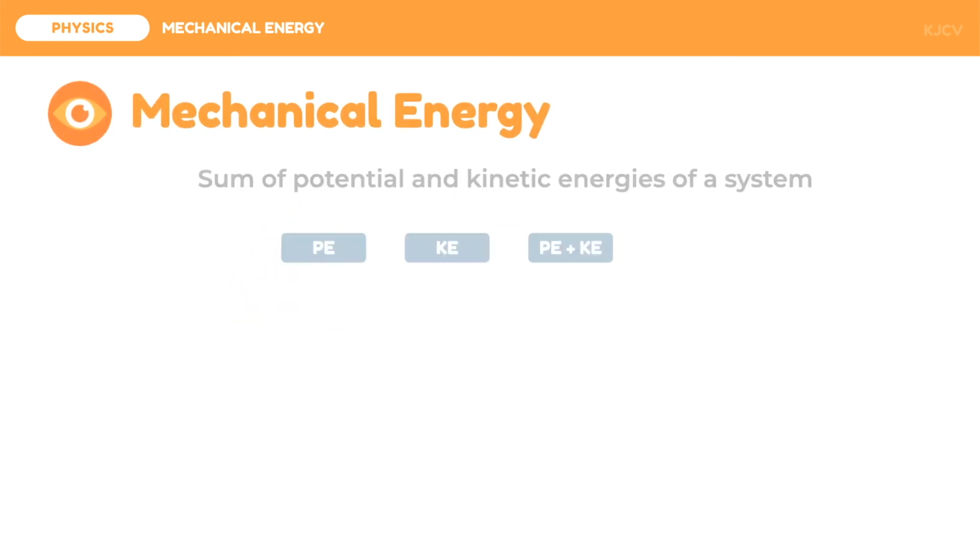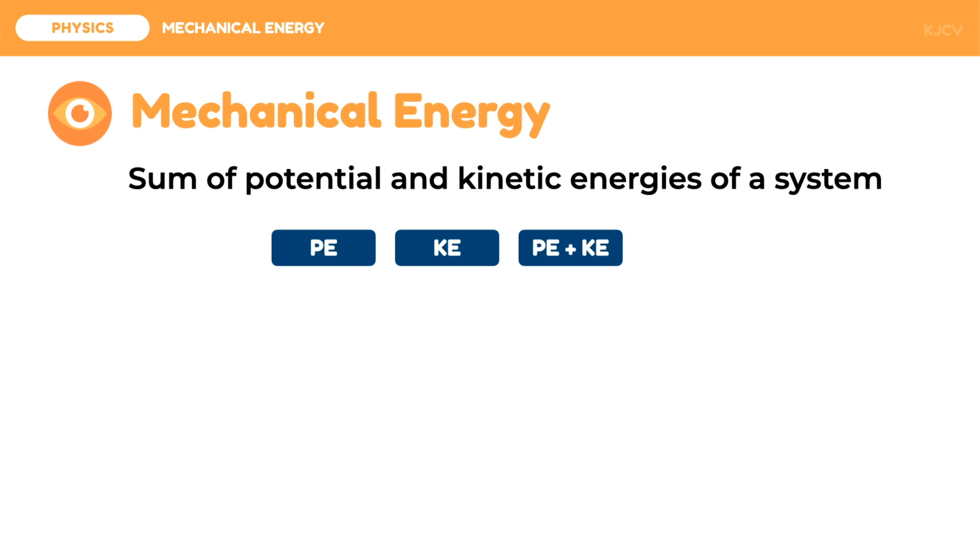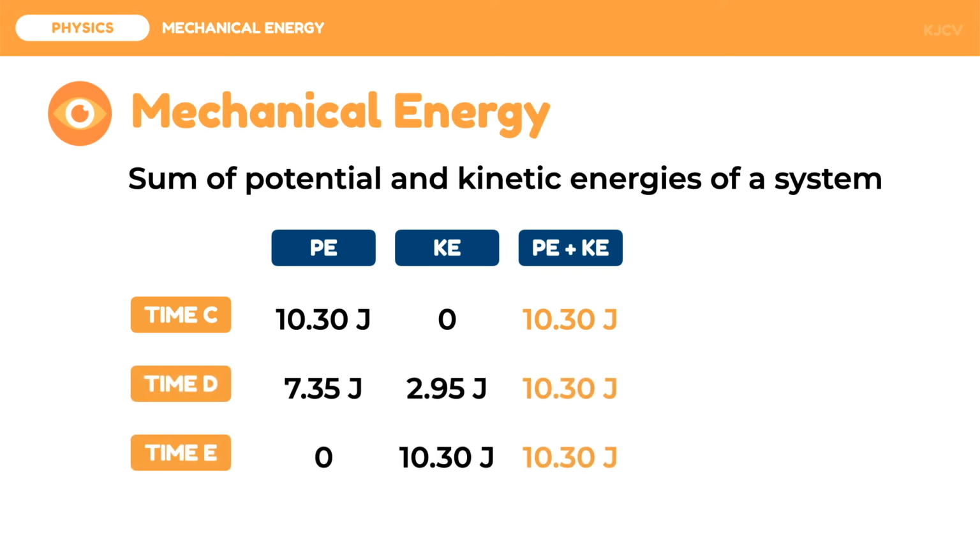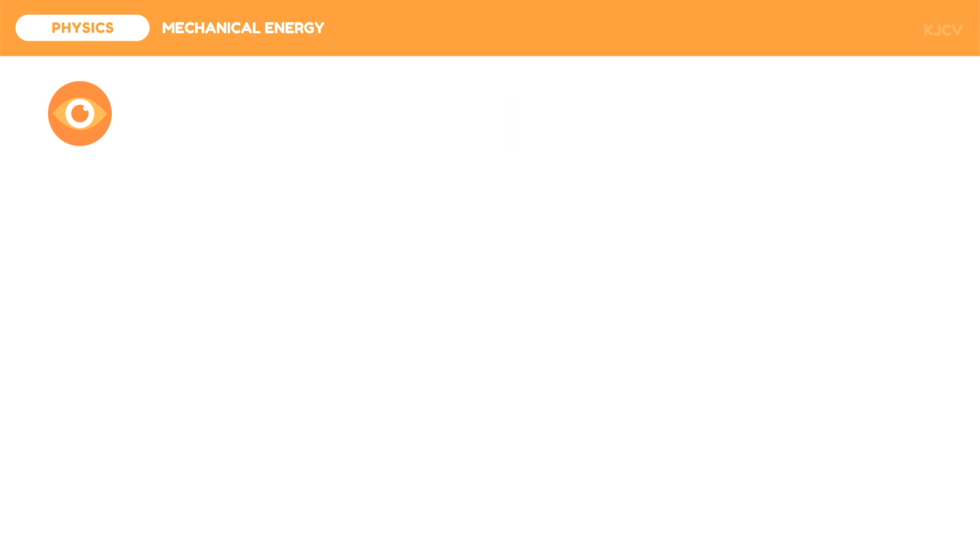Since mechanical energy is the sum of the potential and kinetic energies of a system, we can look at the mechanical energy of the ball at each selected time from the previous part. At time C, the ball has a total mechanical energy of 10.30 joules. The same goes with time D and time E. We can infer from this data that the mechanical energy of a system is constant at any time. Thus, mechanical energy is conserved in a system.